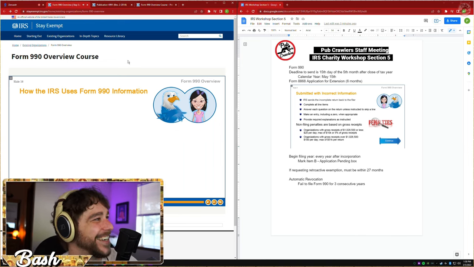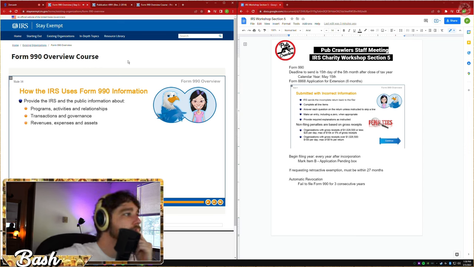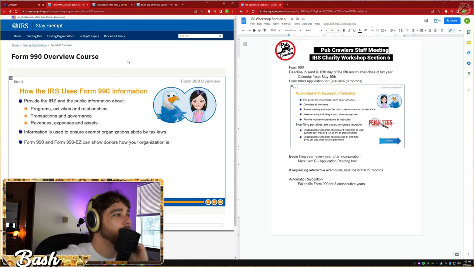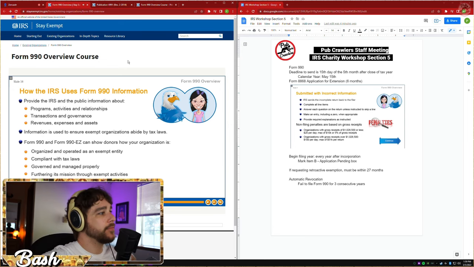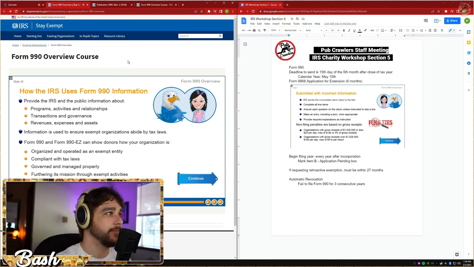These are not tax forms, and their primary purpose is to report financial information. They're intended to provide the IRS information about your organization's programs and activities, relationships, transactions, and governance, in addition to revenues, expenses, and assets. What does the IRS do with all the information? It's used to ensure exempt organizations abide by tax laws. Because the law requires filers to report full and accurate information, it's important that you understand how to complete Form 990 correctly. Also, because most Form 990 data is open to public inspection, a properly filed Form 990 series return can show the public how your organization is organized and operated as a tax-exempt entity, is in compliance with applicable tax laws, is well-governed and managed, furthers its mission through its exempt activities, and provides valuable services to the public. Select the Continue button to learn more about public disclosure.